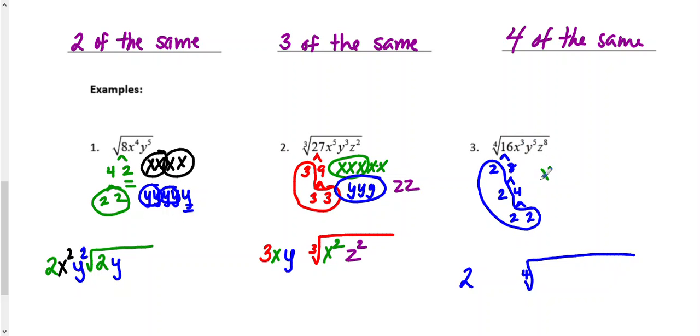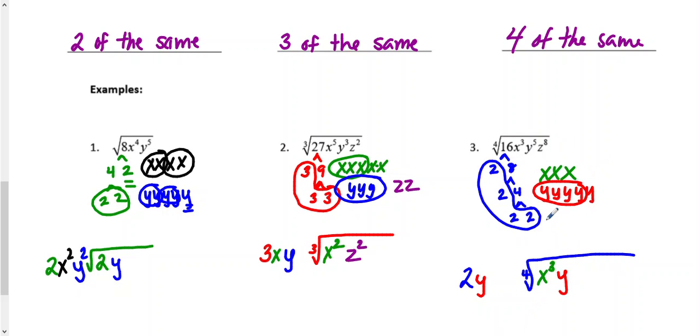So x to the 3rd, I'm drawing out 3 x's. But here I need 4 of the same, which I don't have enough. So we're leaving it as x to the 3rd. Then I have 5 y's. And again, I need 4 of the same. So that gives me one group of y's on the outside, and I still have 1 y that wasn't circled.